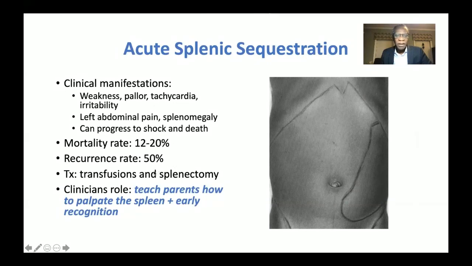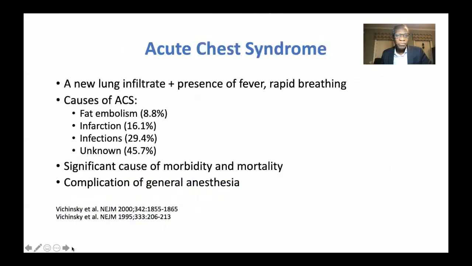In the event that they recur or when they are very severe, splenectomy is an effective treatment. Therefore, clinicians should teach parents how to palpate the spleen so that there will be early recognition of this complication. And in settings where this has been practiced, acute splenic sequestration as a cause of death has drastically reduced.